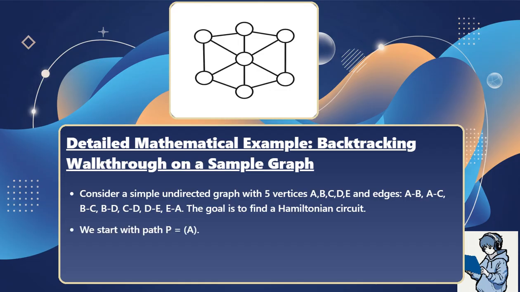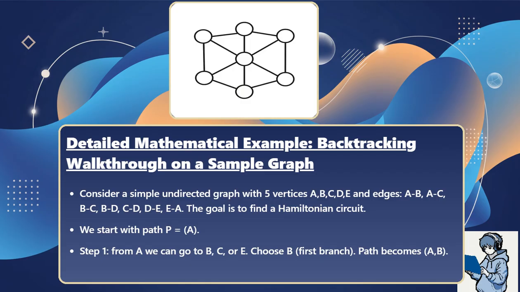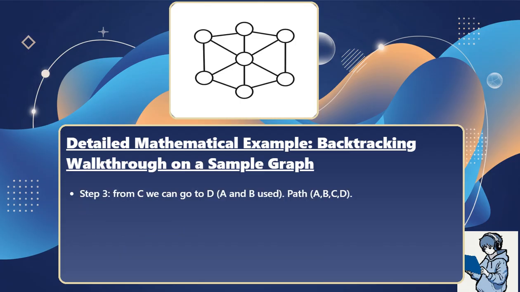We start with path P equals A. Step 1, from A we can go to B, C, or E. Choose B first branch. Path becomes A, B. Step 2, from B we can go to C or D. A is already used. Choose C, path A, B, C. Step 3, from C we can go to D. A and B used. Path A, B, C, D.